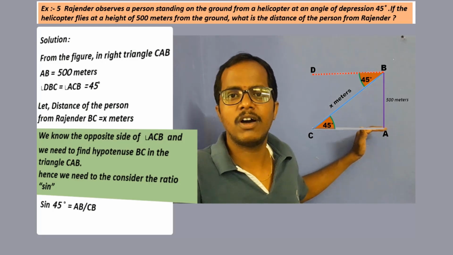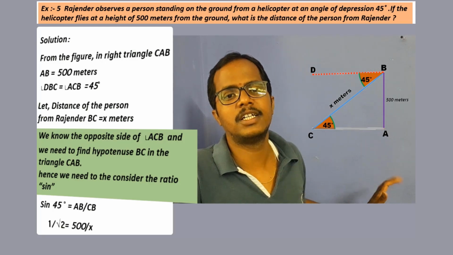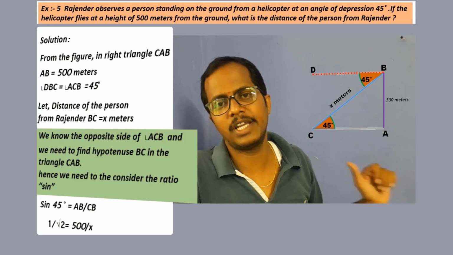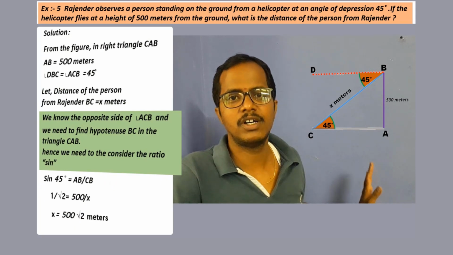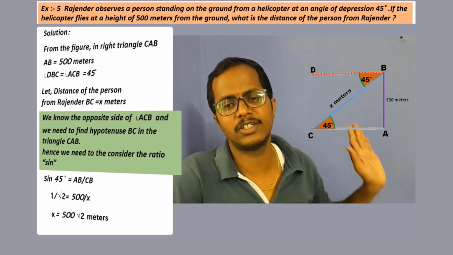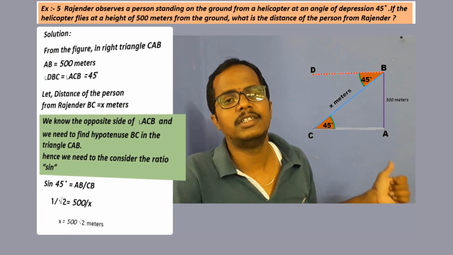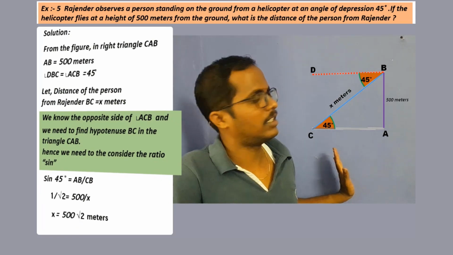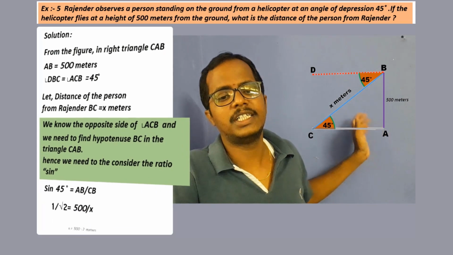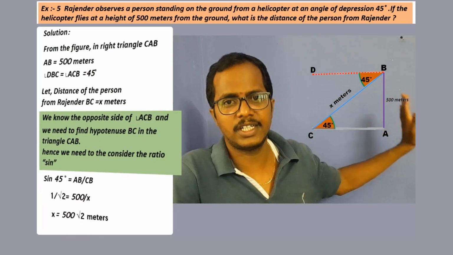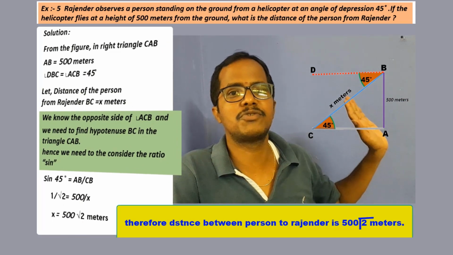And substituting the corresponding values, we get 1 by root 2 equals 500 by x, and on simplifying this we get x equals 500 into root 2 meters. Therefore x is the distance between the person and Rajendra. So therefore the distance between the person and Rajendra is 500 root 2 meters.